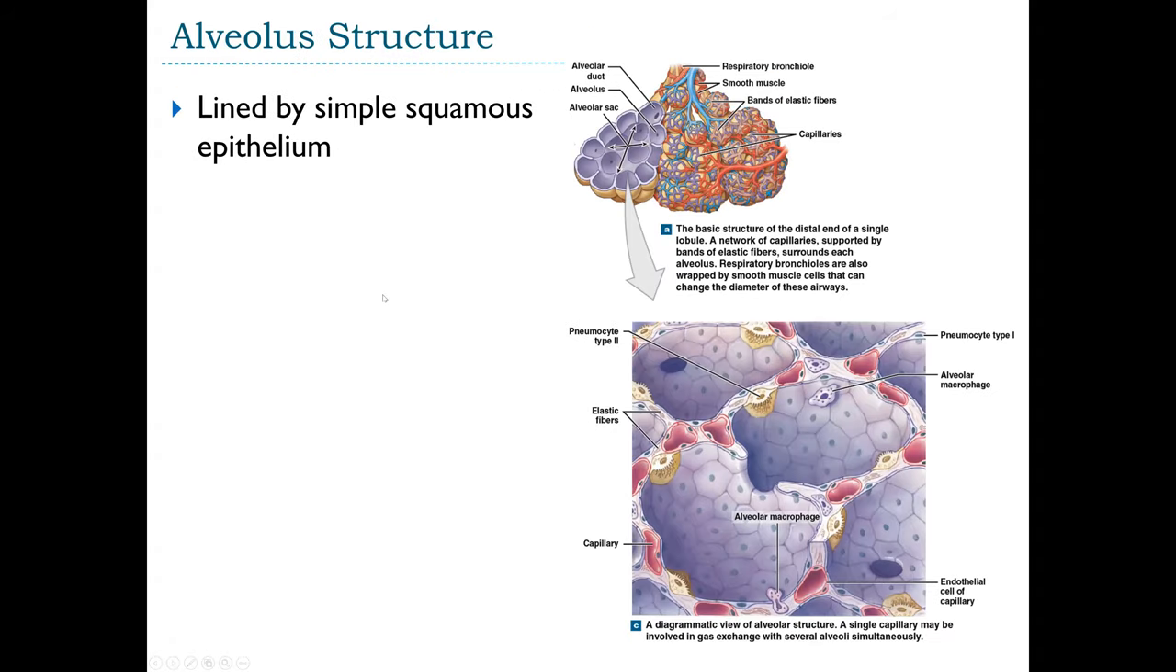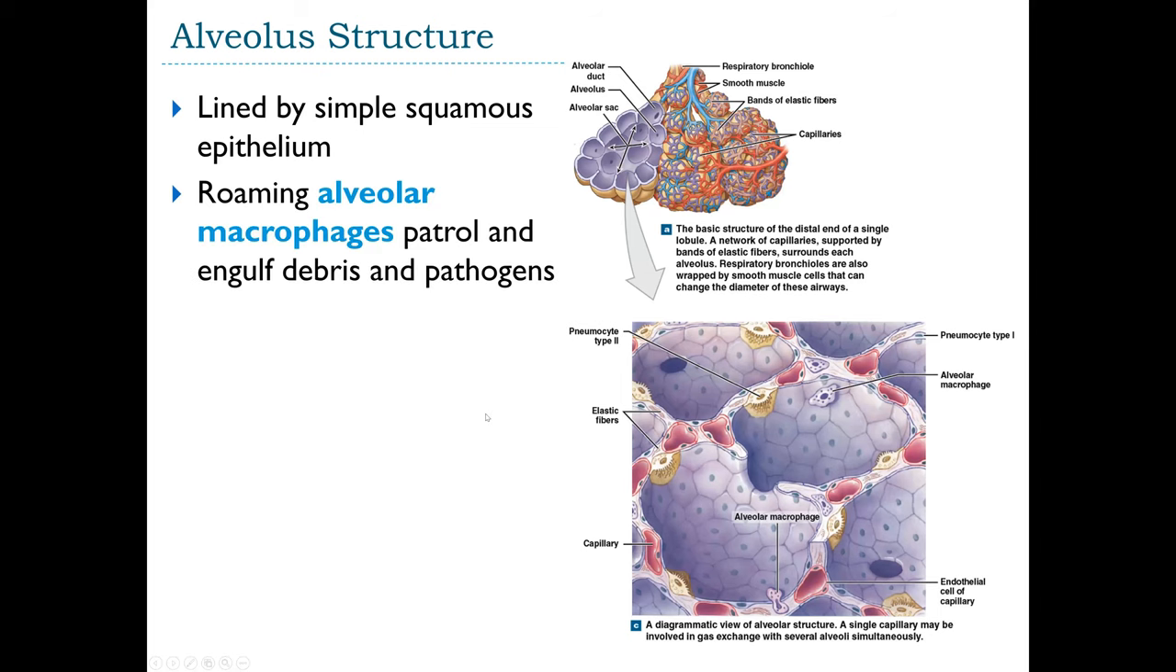So if we look at the structure of a single alveolus, here is our alveolar sac. Here is a single alveolus down here. They are lined by simple squamous epithelium, and that is shown by these purple cells. We have roaming alveolar macrophages shown here that patrol and engulf debris and pathogens that make it this far that don't get trapped by the rest of the respiratory defense system that we covered earlier.